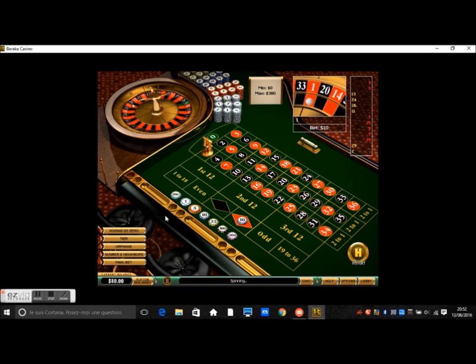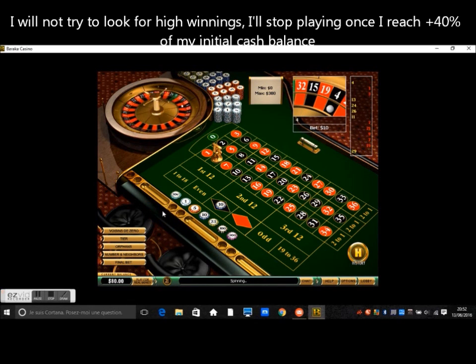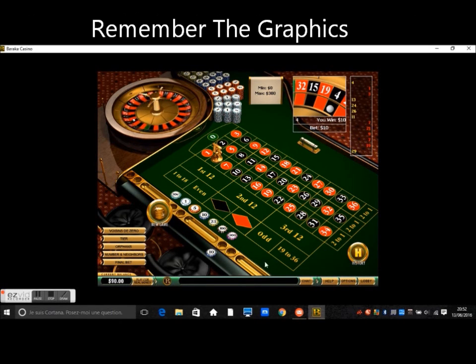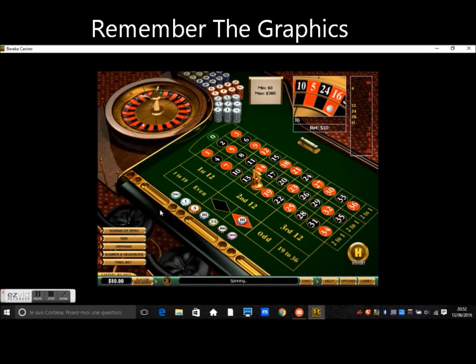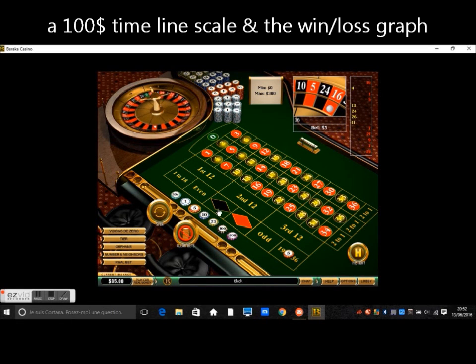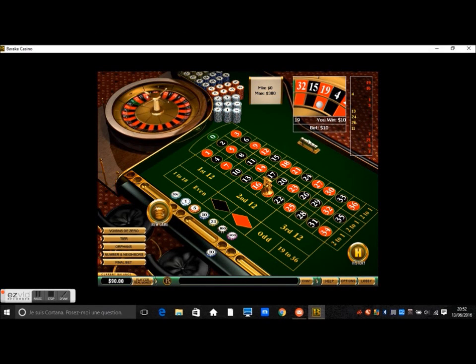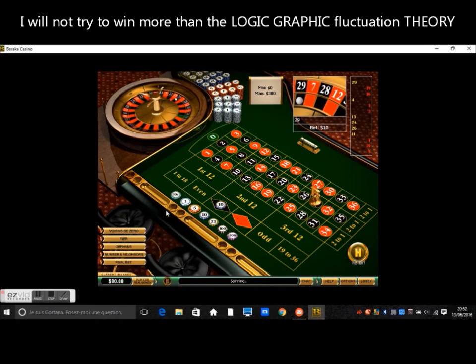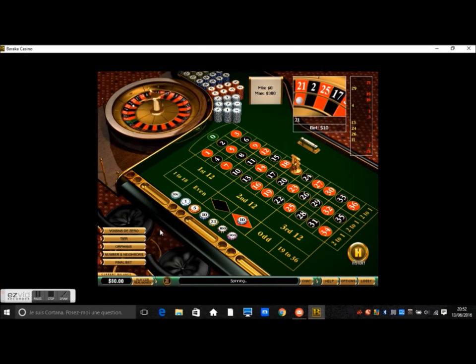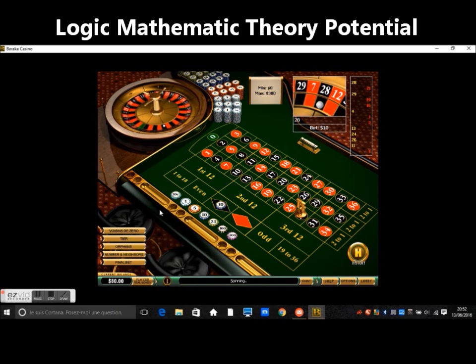Note that in this strategy, with my $100 initial cash balance, I will not try to win $200 or $300. In my own opinion, I have to consider the graphic example I explained before in this video: a timeline with a $100 value as a line scale, and the fluctuations plus and minus from the winnings and losses. And as this graph usually stays around the $100 timeline, if we represent it on paper, I will not try to push further for getting winnings from this strategy. Of course, it is possible to get 200 or 300 winnings by using this betting strategy. But myself, I prefer, based on my own experience, to refer to some logic mathematic theory and stay with my small winnings goal.